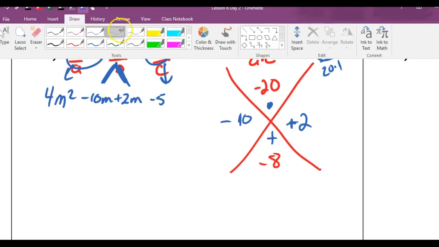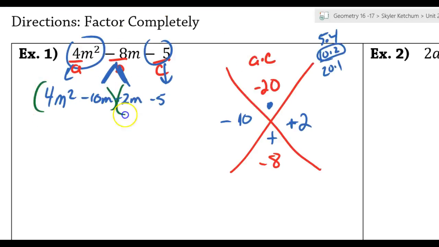I have four terms. I'm going to group these terms. Greatest common factor between 4m squared and negative 10m. Both are divisible by 2, and they both share an m. So I factor out a 2m. 4 divided by 2 is 2. M squared divided by m is m. Negative 10 divided by 2 is negative 5, and the m's cancel.